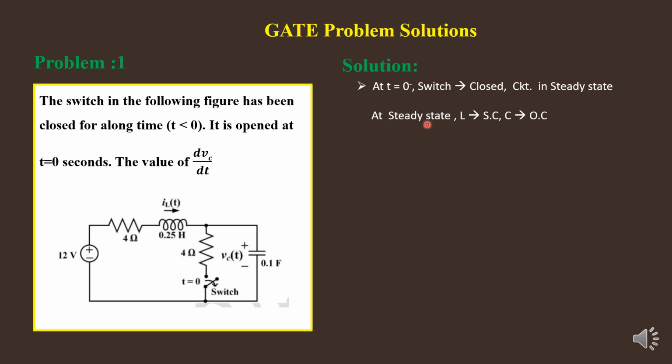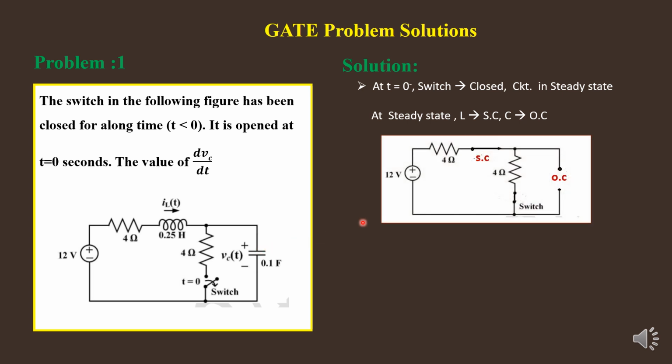So at the steady state condition, the inductance can be short circuited and the capacitance can be open circuited to find out the current and voltage. So first I am going to short circuit the inductance and open circuit the capacitance for the given network. In the given network, I have short circuited the inductance and open circuited the capacitance. So this part of the circuit can be discarded to find the current and voltage. When this part is discarded, 12 volt is in series with two 4 ohm resistances. This 4 ohm resistance is in series with another 4 ohm resistance.